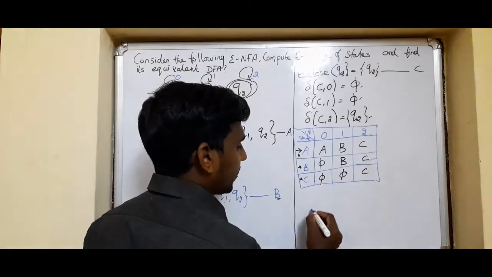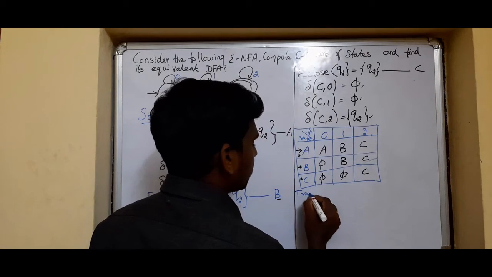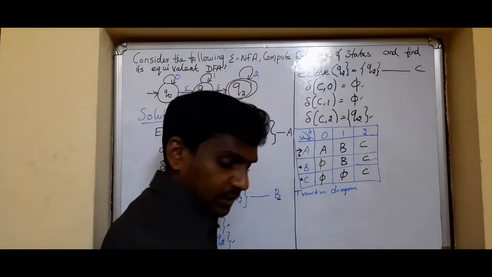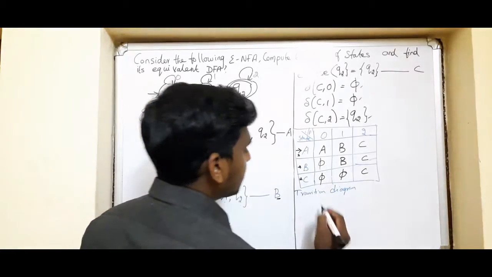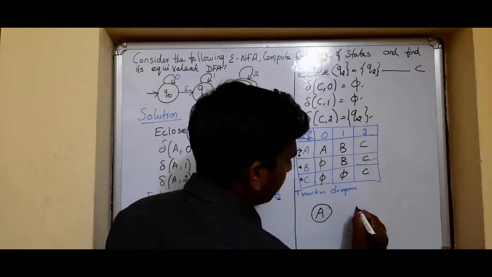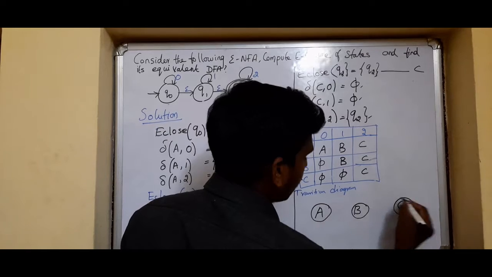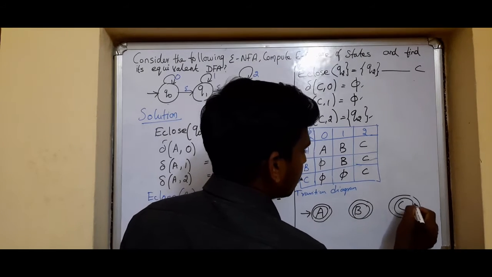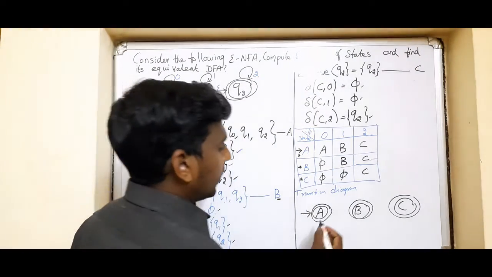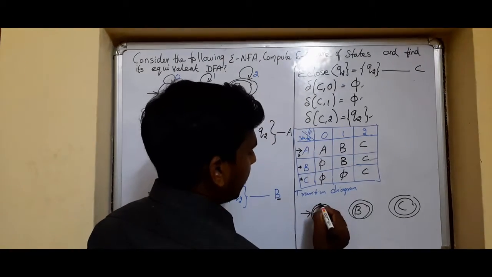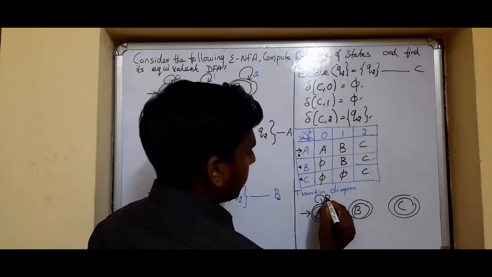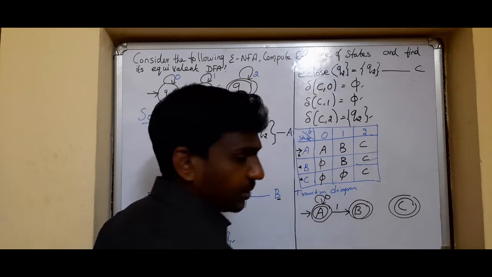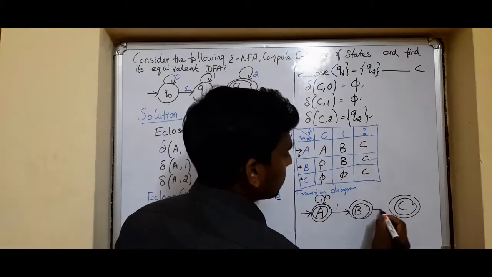And the last step is the transition diagram. I have 3 states, A, B and C. A is the starting state and all the states are accepting states. Then A comma 0 goes to A. A comma 1 goes to B. And A comma 2 goes to C.